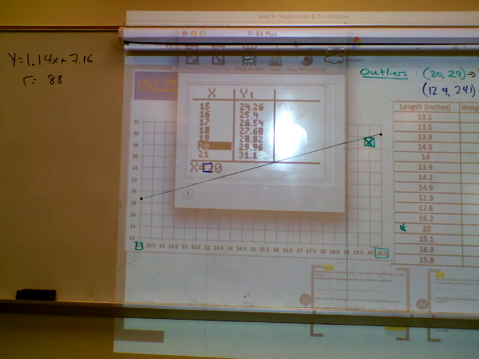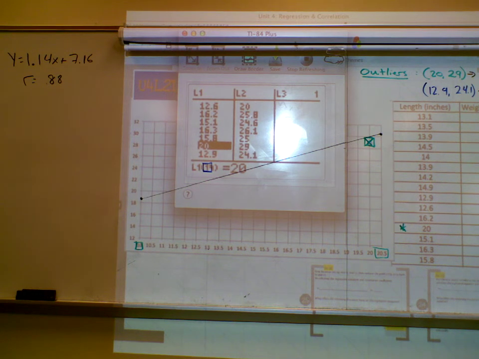Okay, the way I do this is I first find my x value. I first find 20, and I know I'm not in my scatter plot, I'm in my table. So stat, edit. I go to my x values and I find 20, because I want to delete 20 comma 29, where 20 is the x value. So find the x value of 20. Oh, here we go. And make sure it's across from 29.